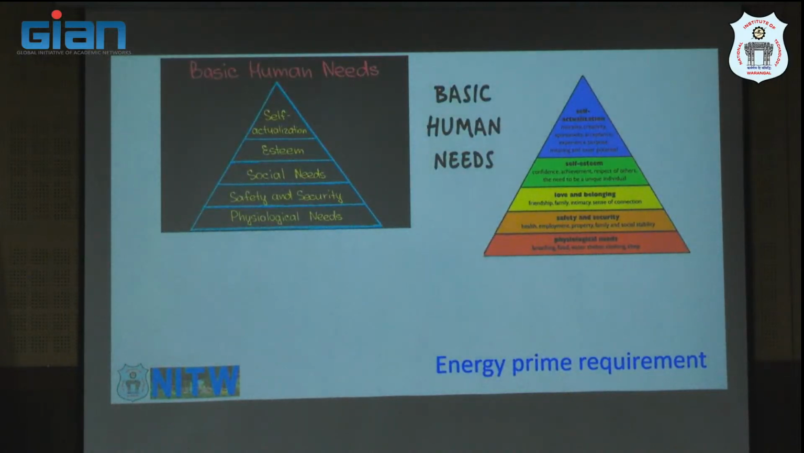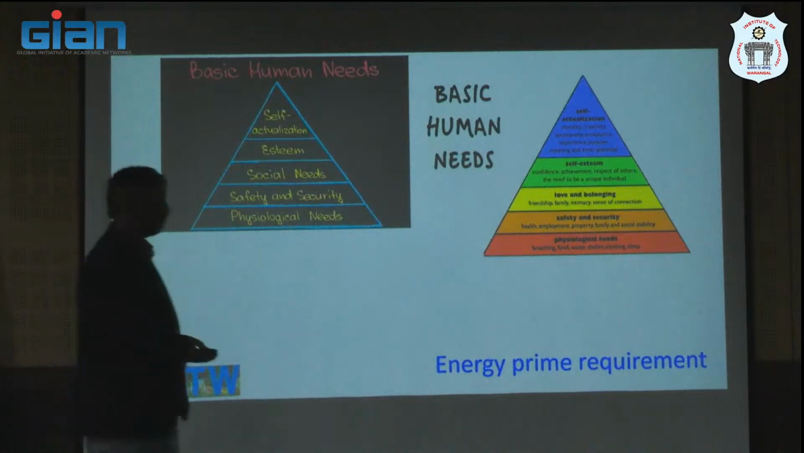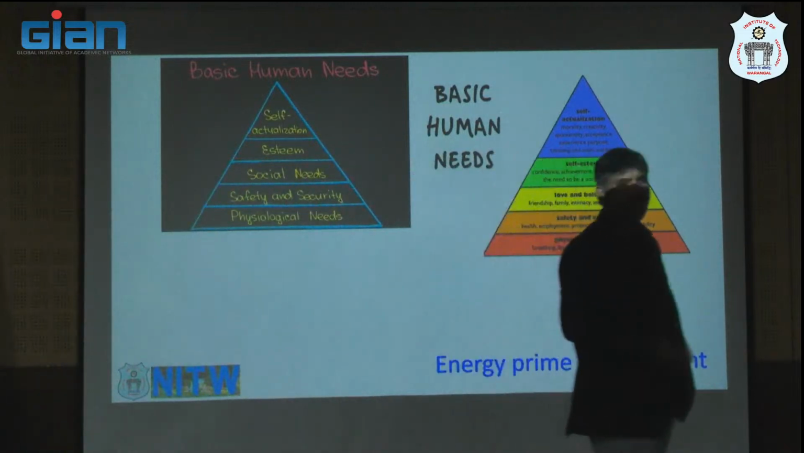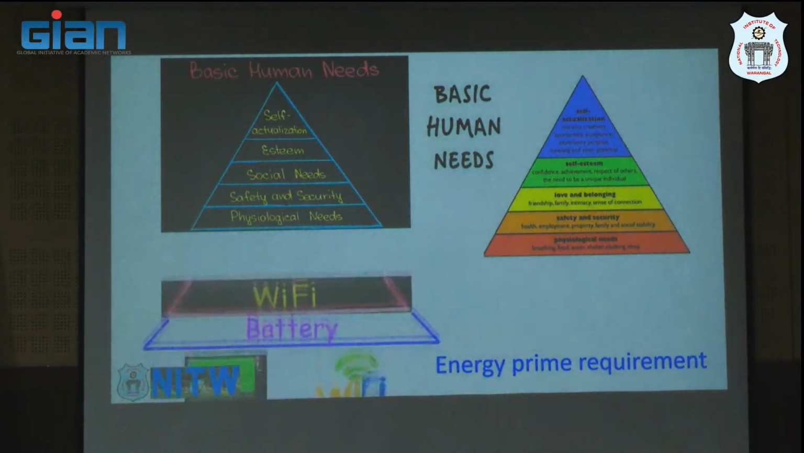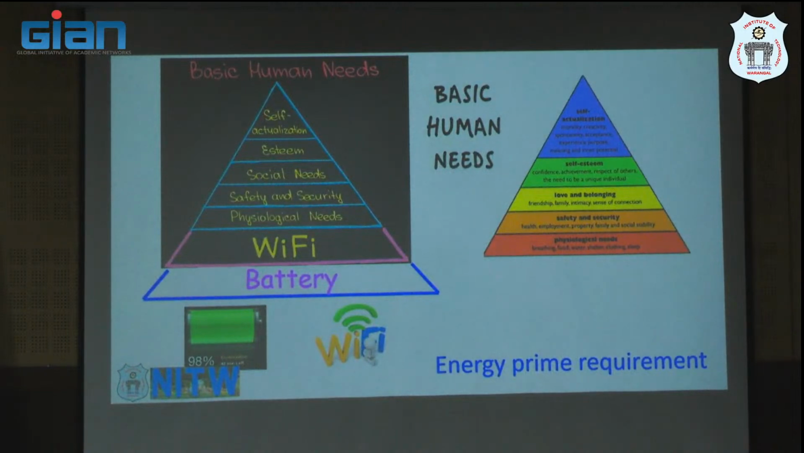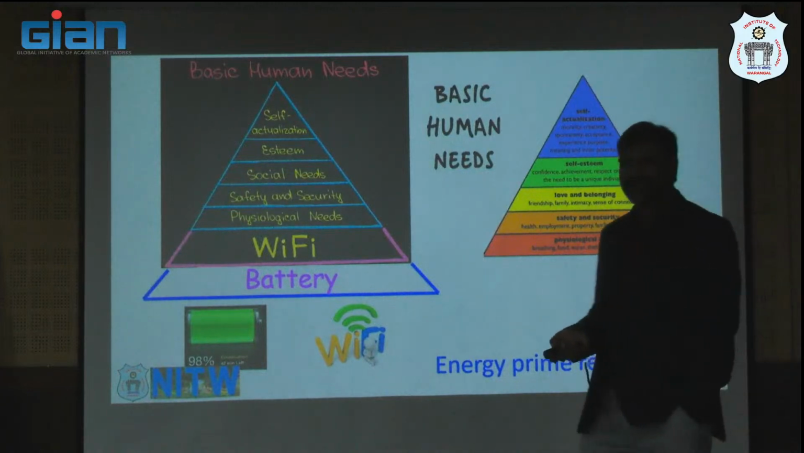So let's start with basic human needs. These are the basic human needs. Everybody wants it, like security, safety, whatever you want. Do you need anything else? This much is enough for us. Do you need anything more than this? Say yes or no at least. What was that extra component? You need Wi-Fi and battery. Your day starts with Wi-Fi only, right? Your day starts with battery, whether mobile is a battery or not.